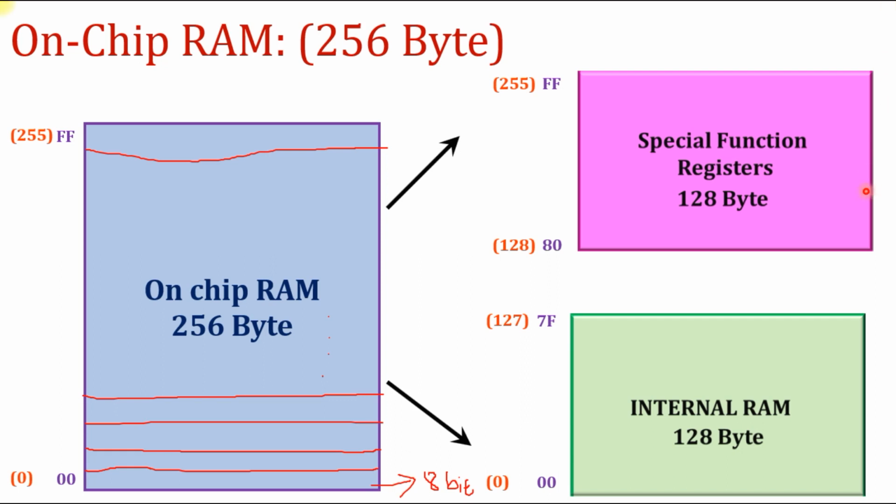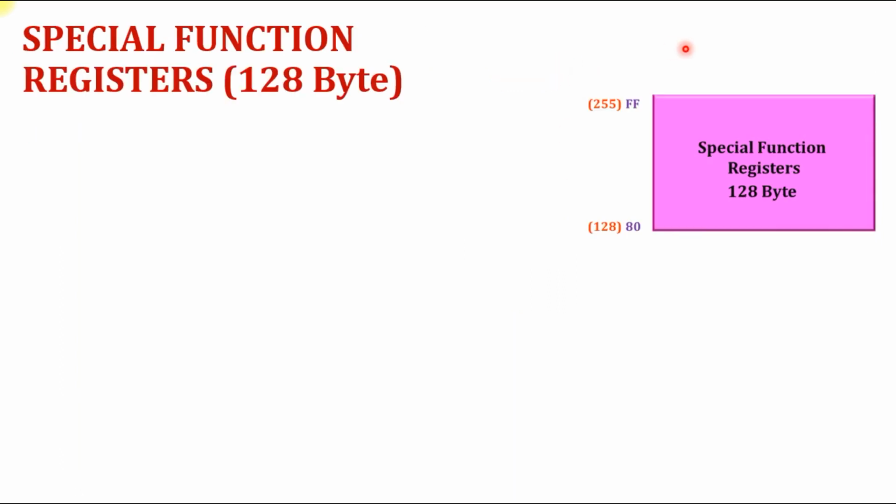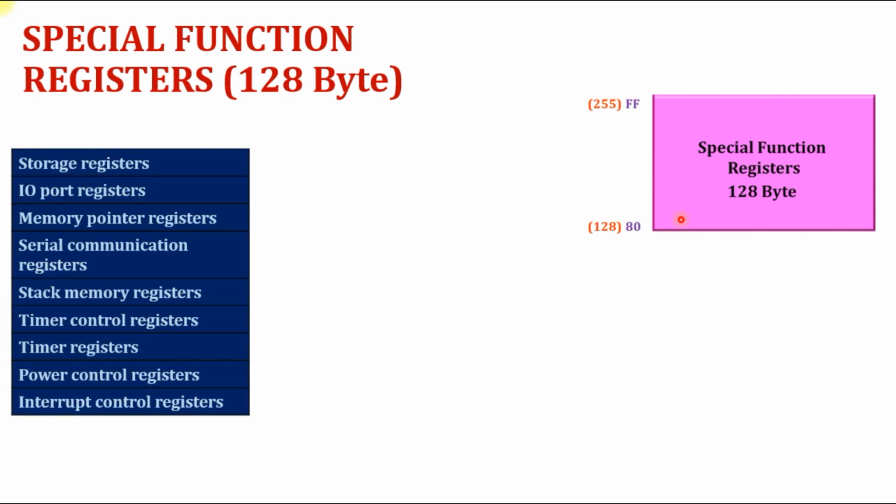We'll look at the SFR first of all. SFR is 128 bytes, and there are 20 different SFRs. SFRs means special function registers. As its name depicts, the register is useful for special functions. These are the registers useful for storing some information, and the registers dedicated for connecting IO devices. The main application of these registers is connecting the IO devices. That is called IO port registers.